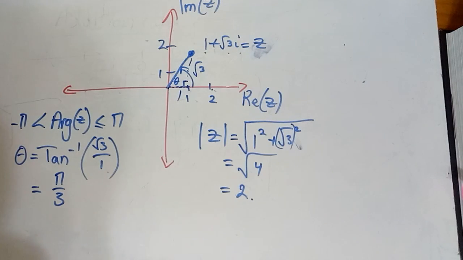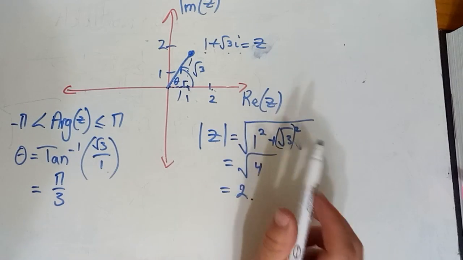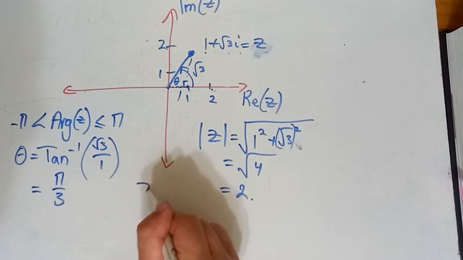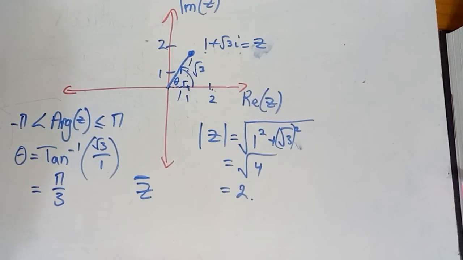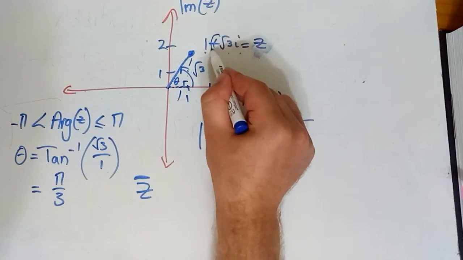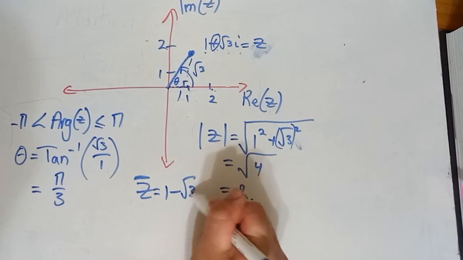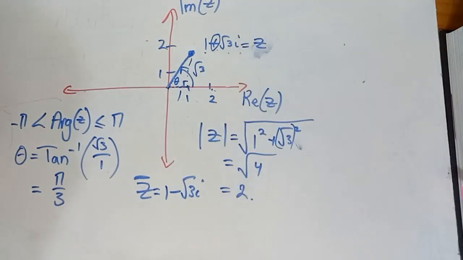Okay, so that's that. What's another thing we can find? The conjugate. Conjugate of z. We use a little line on the top, and that just means you change the sign of the imaginary part. So the conjugate of z is 1 minus root 3i. If it was already a minus, you'd change it to a plus. And that's it for the conjugate.